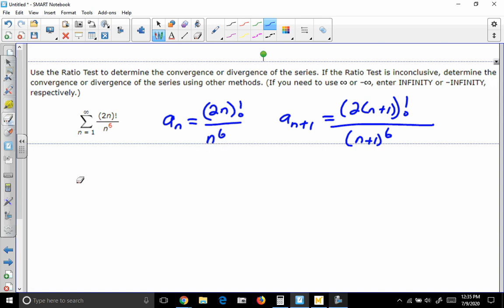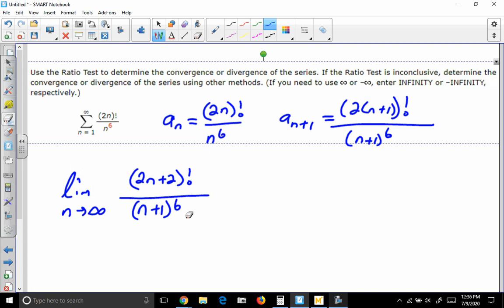So I'm going to take the limit as n goes to infinity. This one goes on top, so I'm going to call that 2n plus 2 factorial. On bottom, we're going to have n plus 1 to the 6th. Here, since we're dividing by this one, we're going to multiply by the reciprocal. And we need to put a parenthesis around that because it's 2n, this factorial. It's not just n factorial and then times 2.